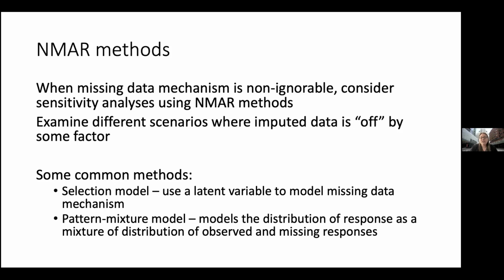Or a pattern mixture model, where we're basically modeling the distribution of the response as a mixture of the distribution of our observed data and the distribution of the missing responses that we are hypothesizing we think they could look like. So again, these are pretty advanced methods that are very handy to make sure that the assumptions we're making in terms of the mechanism are appropriate, so we can see, well, how bad would it be, I guess, if our data were not missing at random? How off could we be?